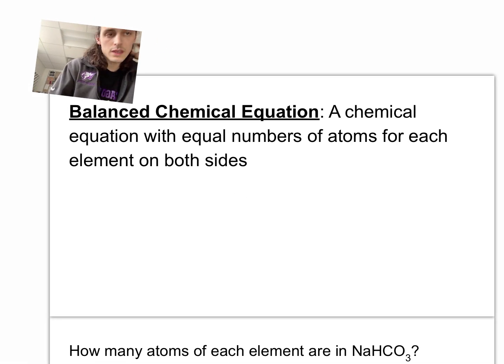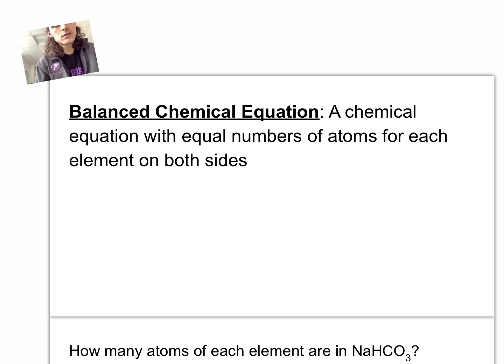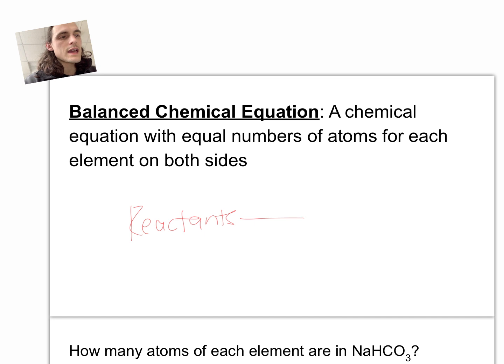These are chemical equations with equal numbers of atoms for each element on both sides of an equation. Remember that we talked about, or maybe this is just review for you, that there are two parts to a chemical equation. There are the reactants, and these things react together to form our products. What we're saying is there are going to be equal amounts of things on this side and this side in a balanced chemical equation.